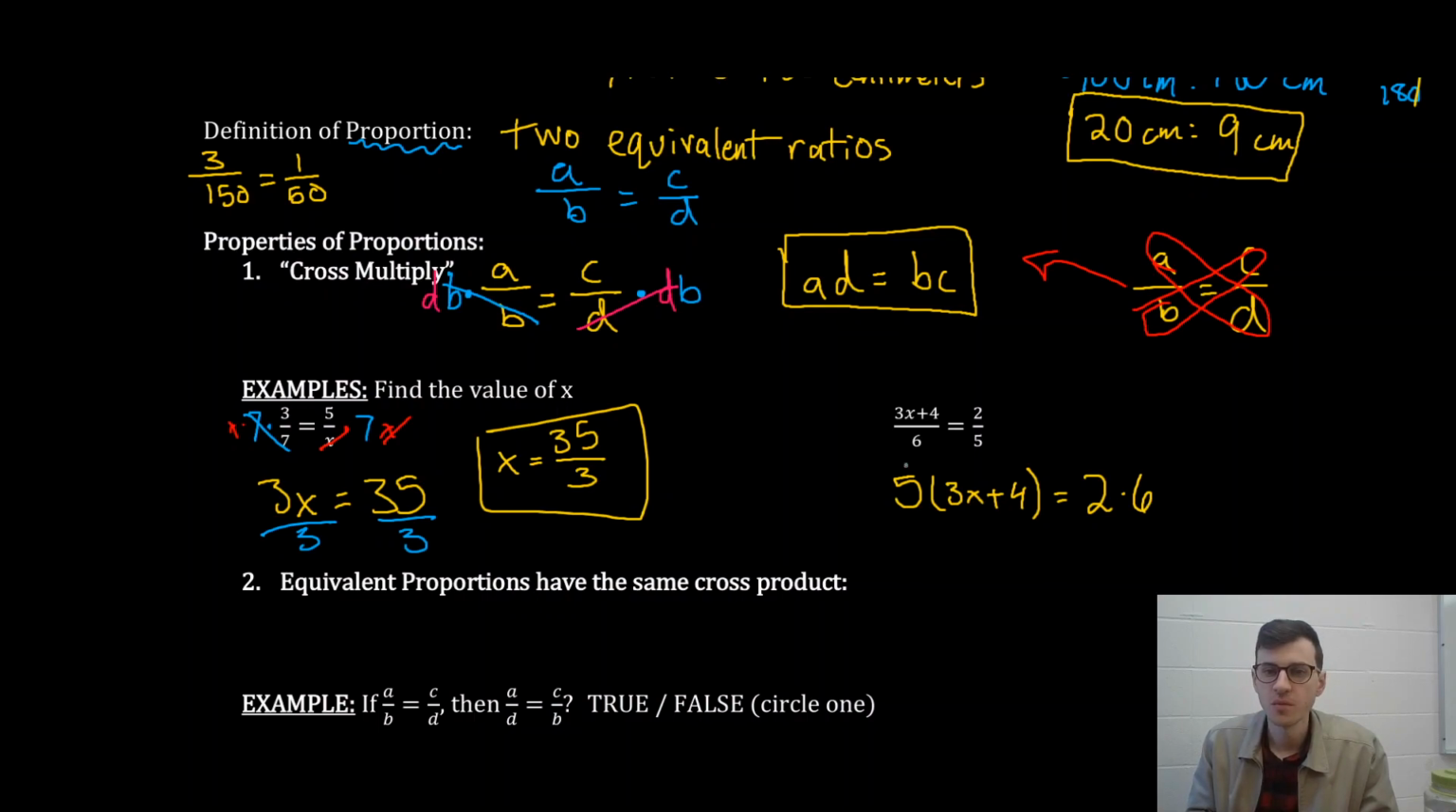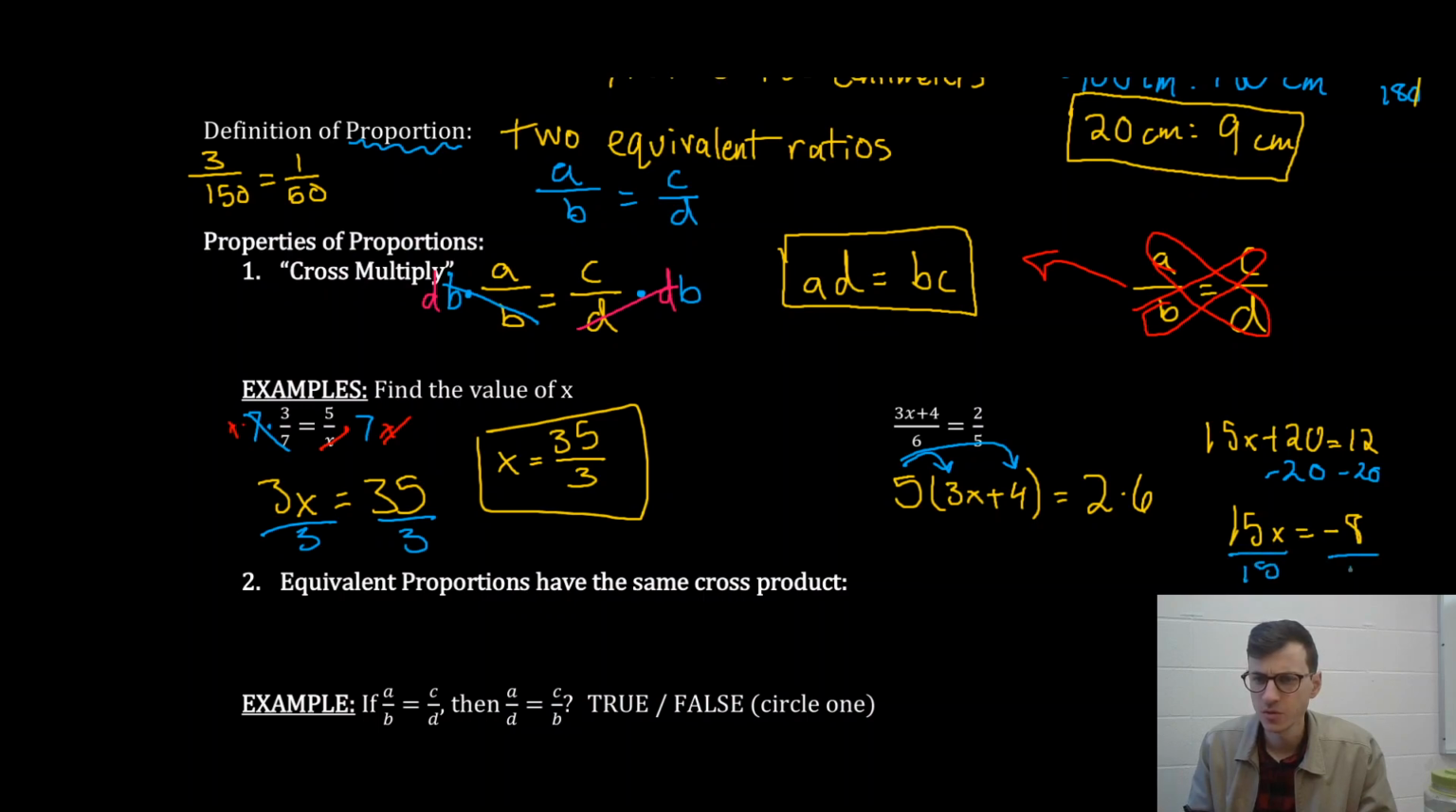So now I want to distribute my 5 here. I'm kind of checking and seeing, could I divide both sides by 5? But there's no common factors there, so let's distribute. 15x plus 20 equals 12. We need to subtract 20 from both sides. 15x is equal to negative 8. So divide by 15, and you'll notice we're getting some weird answers here, but that's okay. X equals negative 8 over 15.